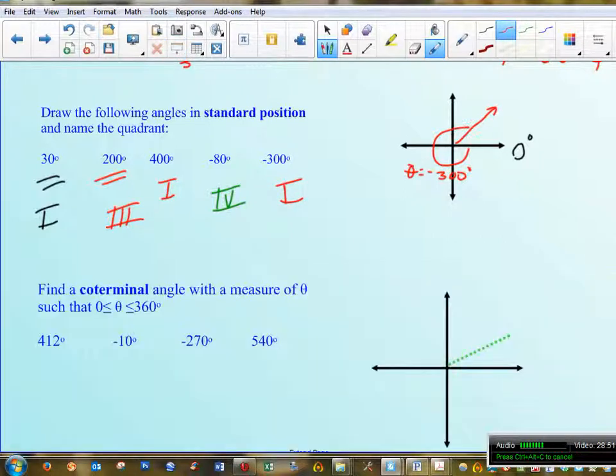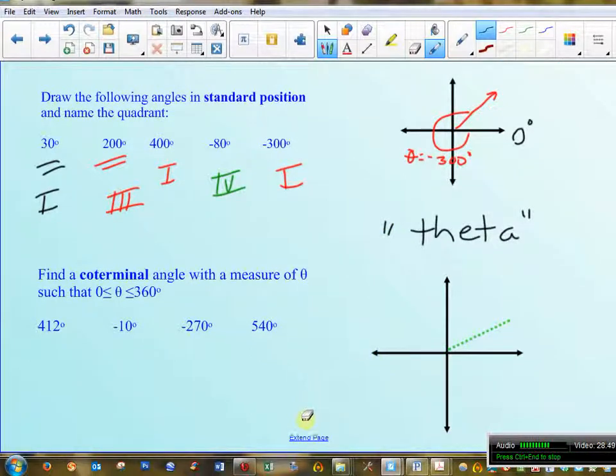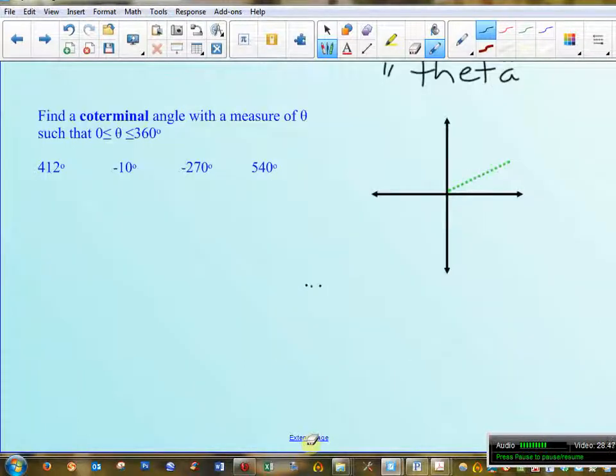And moving on down to the last section, find a coterminal angle with a measure of theta. Again, I just want to spell that out for you. It's T-H. Theta is how it's pronounced. It's a Greek letter. It's just a variable, just like x is a variable, but the Greeks were the ones who invented trig, so they get to use their own alphabet. Find a coterminal angle with a measure of theta.